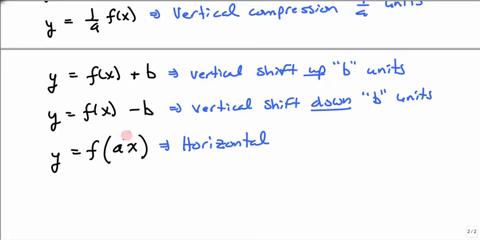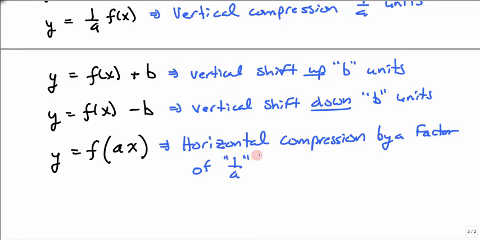Now it looks like I'm multiplying, let's say, by a 4 here, or an integer value. You would think that this would stretch it horizontally, but this is a horizontal compression. It does the opposite because it's within the argument. So this is a horizontal compression by a factor of 1 over A. So if this was a 4, we'd take the graph and we'd compress it by a factor of 1/4.